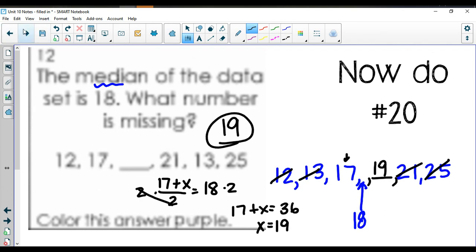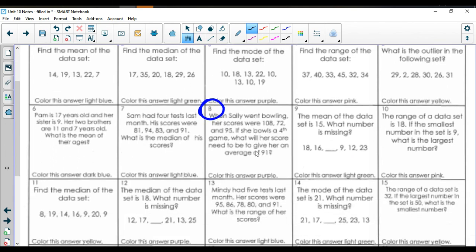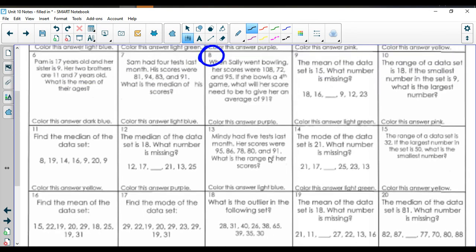That's it then for the examples that I wanted to show you in particular on the mean, median, mode, and range coloring. The rest of the data you can actually take a look at and you'll be fine with. Just go through and answer the questions and you'll be good to go.